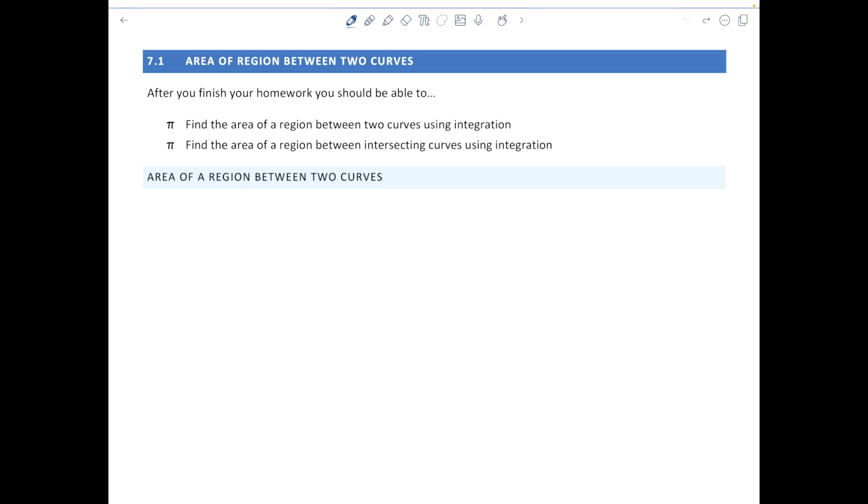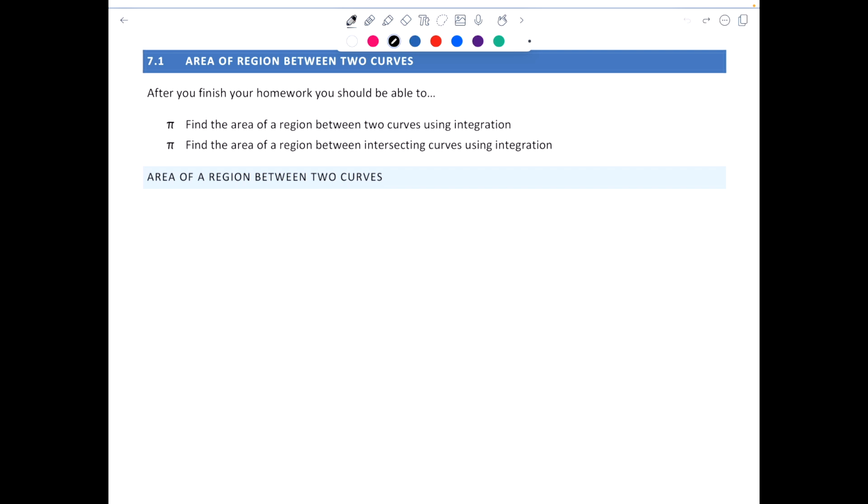Always so exciting. All right, this is 7.1 in the Larson and Edwards Early Transcendental Calculus book, and we will check out how to find the area of a region between two curves when you are given the two curves and also some vertical or horizontal lines to bound them. Then we're also going to look at how we would find the area of a region between intersecting curves using integration.